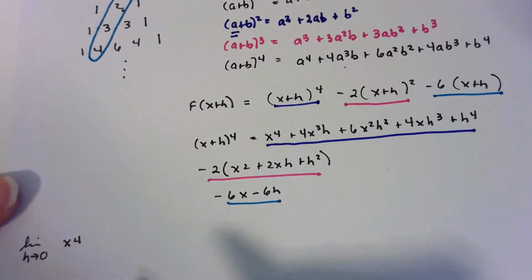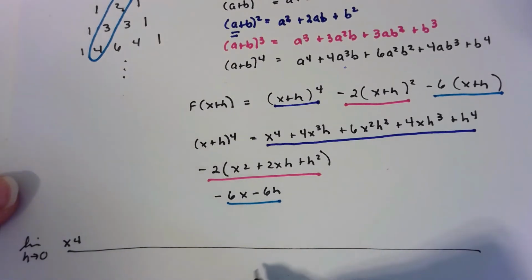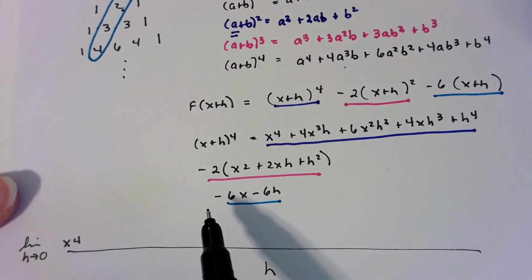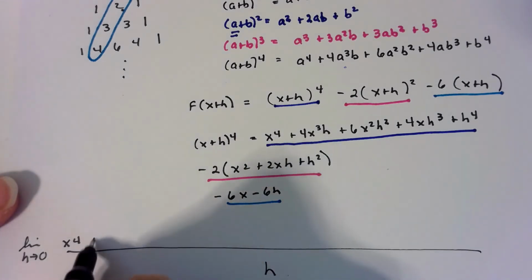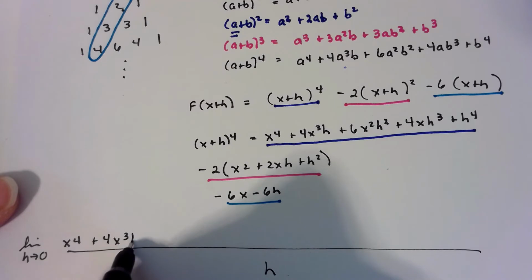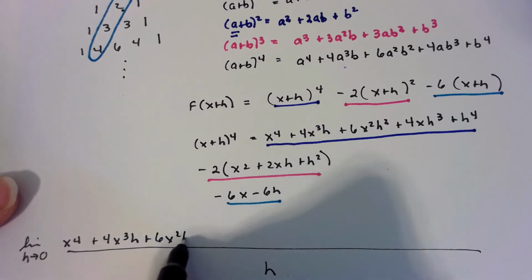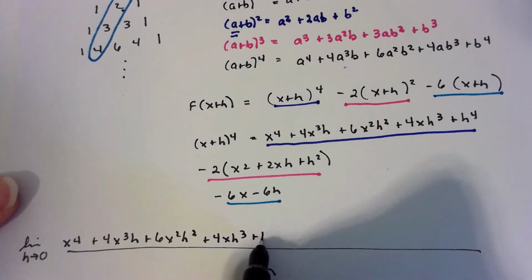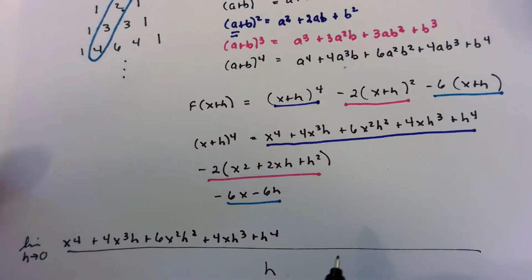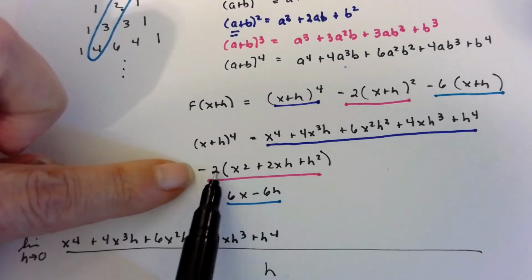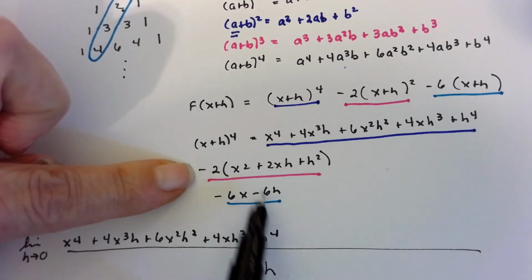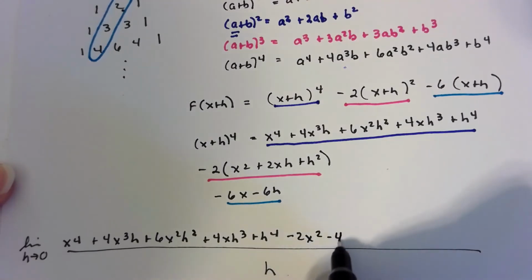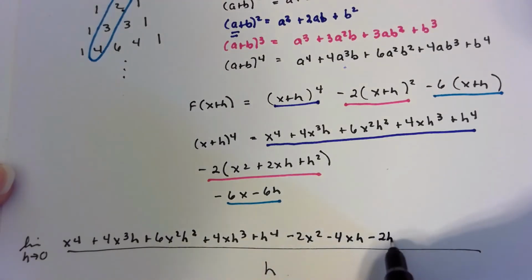I'm going to put my limit notation there, because this is the first piece of the formula. So it's going to be x to the fourth plus 4x cubed h plus 6x squared h squared plus 4x h cubed plus h to the fourth. Now I didn't factor this in, so I'm going to distribute and include that right now. So minus 2x squared minus 4xh minus 2h squared.